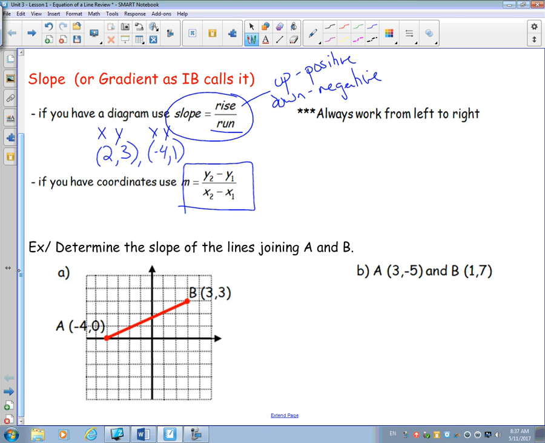Determine the slope of the lines joining A and B. So two different things. I got a picture one, I got some coordinates. So for A to B, with the picture, I can count. I can work from the left to the right. To do that, I have to go up 1, 2, 3. So my slope is up 3, it's positive. Then I have to go over 1, 2, 3, 4, 5, 6, 7. There's my slope. Up 3, right 7, or in other words, 3/7.